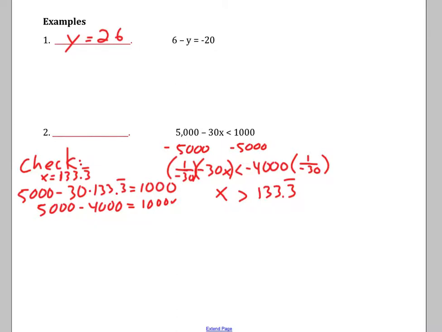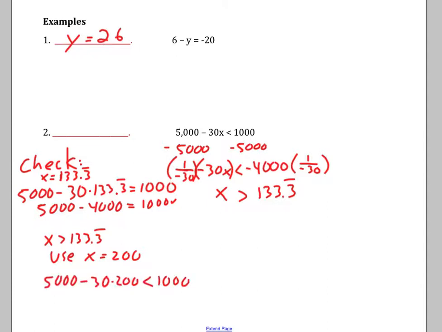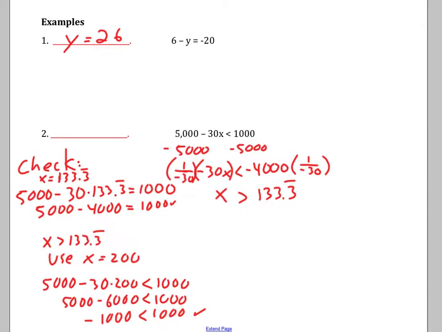Now we need to make sure we've got the sign going the right direction. So I put a number in for x that makes the inequality true. I need a number greater than 133.3 repeating. I'll use 200 because that's a pretty easy number to work with. So we substitute that in. 5,000 minus 30 times 200 should be less than 1,000. And it is. So we've checked the inequality. X is greater than 133.3 repeating is the correct solution.